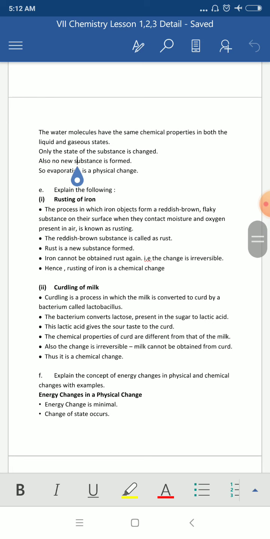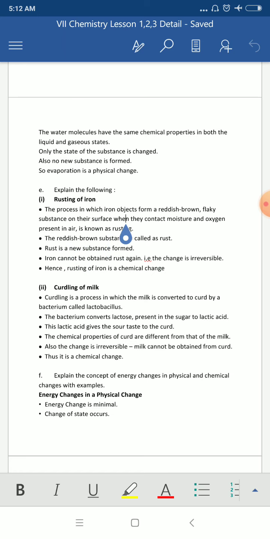So only the state has been changed and no new substance is formed. So evaporation is a physical change. Okay, now coming to the next question, rusting of iron. What do you mean by rusting of iron?